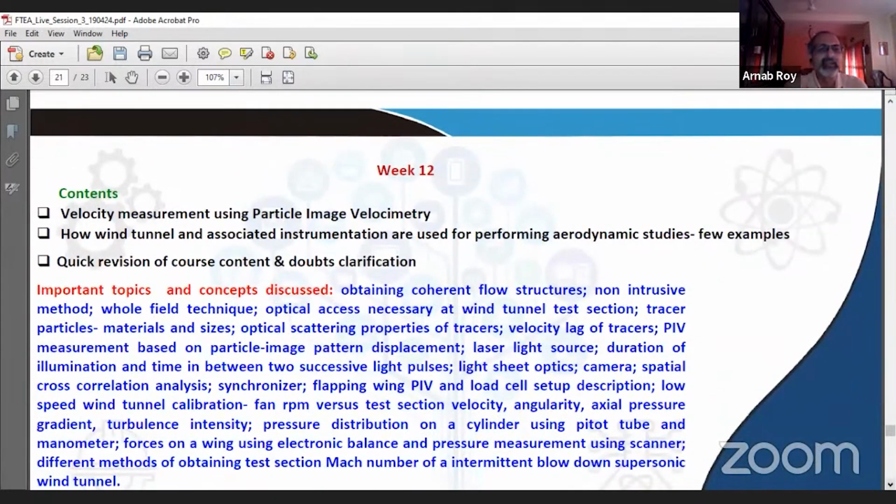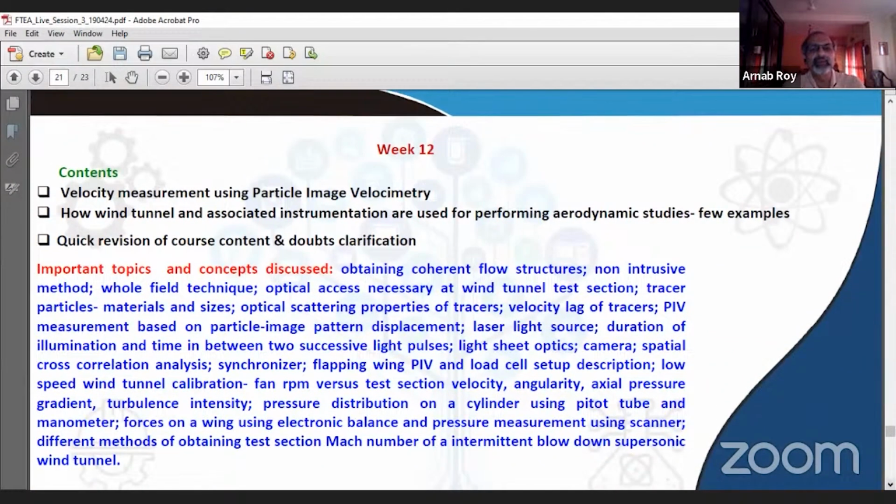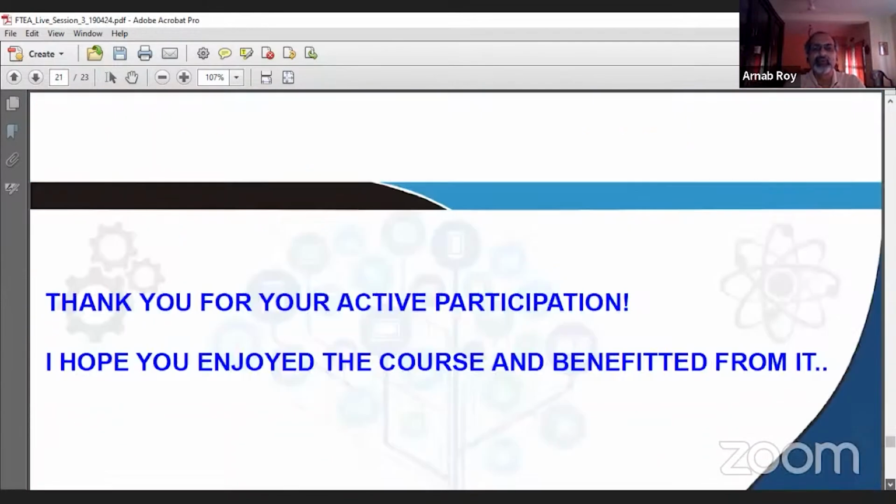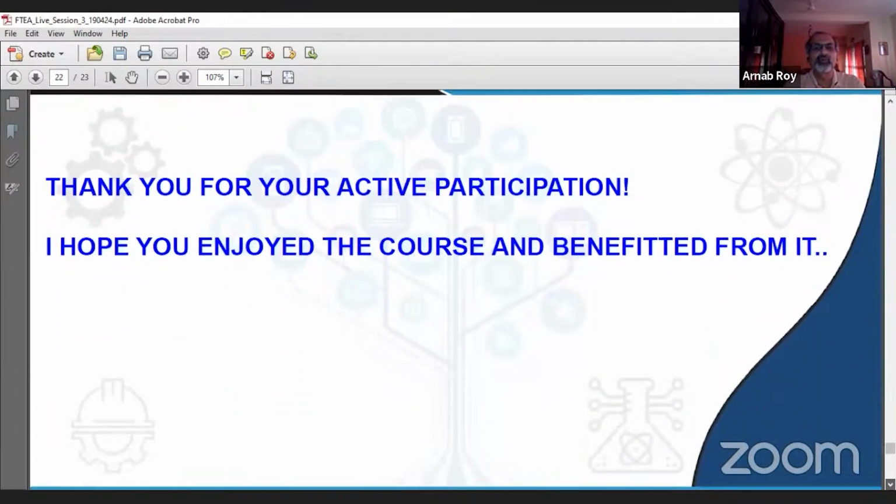And in the final week, we spent some time on particle image velocimetry, which is a non-intrusive technique by means of which we are able to obtain the velocity field information of a region of the flow. And we also showed some examples of how wind tunnel and associated instrumentation are used for performing aerodynamic studies. And we, of course, did a quick revision at the end. So this quickly sums up what we tried doing in the entire course.